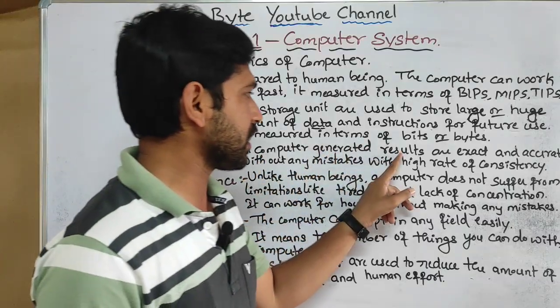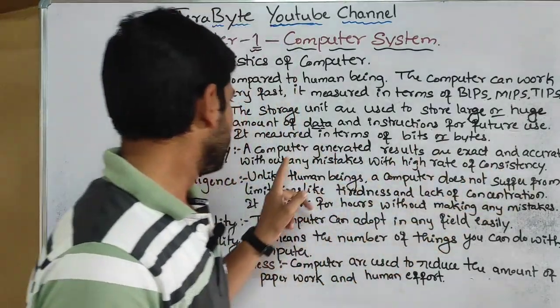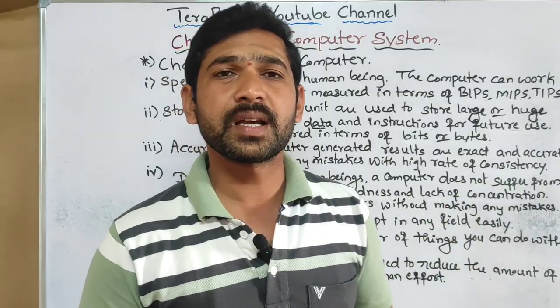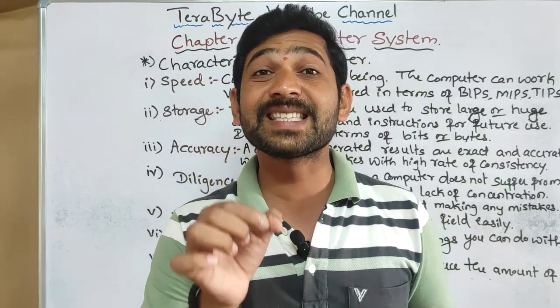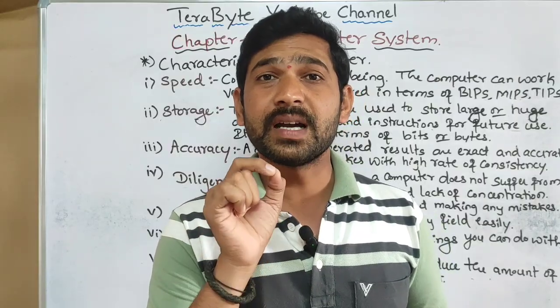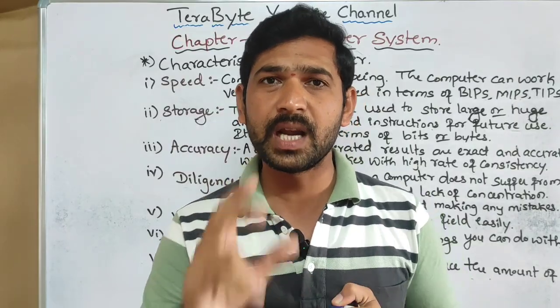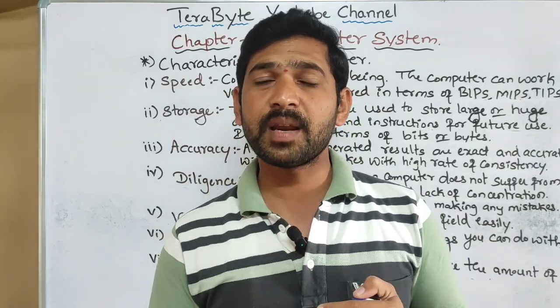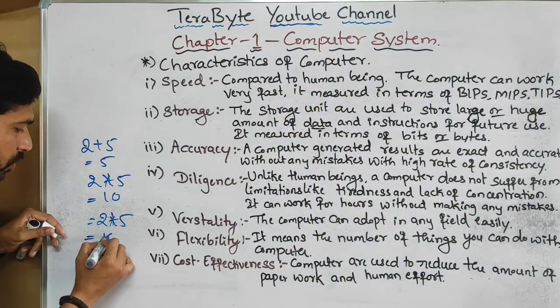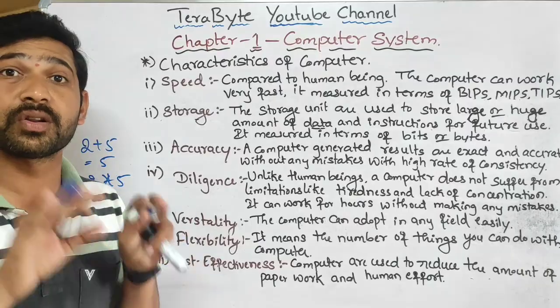A computer can generate results that are exact and accurate without any mistakes, with a high rate of consistency. Accuracy means what? The computer can give accurate and exact results without making any mistakes with a high rate of consistency. That means whatever input we give the computer, it provides the proper output. If we give 2 + 5, the output it gives is 7.